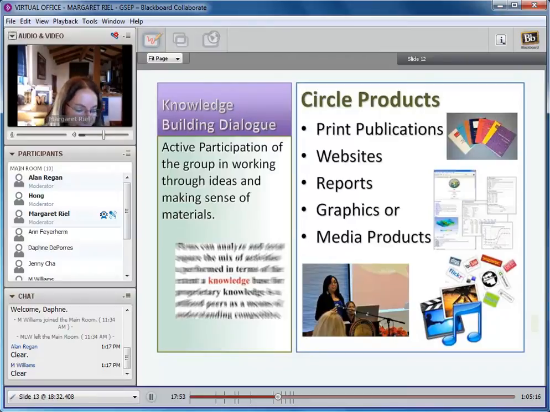And I'll show you a voice thread where we have students presenting their products for their first session, which is their logic models, and then the discussion that they have around their logic models. But the idea is a product of some kind. It can be a print publication, a website, a report, a graphic, in this case a logic model, or any kind of media product, but there's something that the group is then responsible for creating collectively.